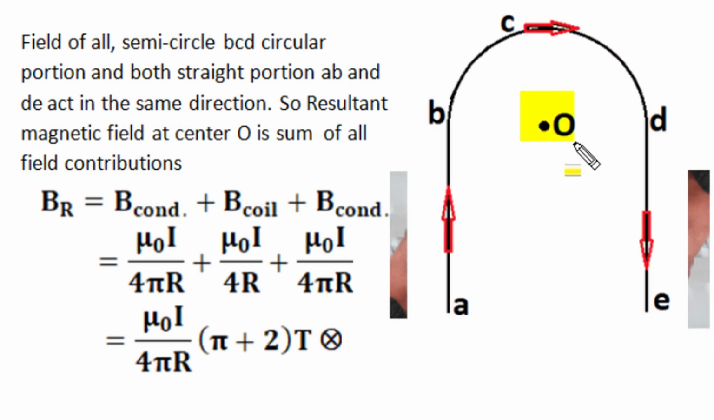So the resultant magnetic field at the center O is the magnetic field contribution of the AB conductor, which is mu 0 I upon 4 pi r for an infinite straight length carrying I current, where r is the perpendicular distance of the observation position. This BCD section produces half of mu 0 I upon 2r, that is mu 0 I upon 4r magnetic contribution, and this DE length again produces, for an infinite length with the extreme position at r distance, mu 0 I upon 4 pi r magnitude. When mu 0 I upon 4 pi r is brought common, this is pi times, and these two 1 and 1 added together become 2. So the resultant magnetic field at the center is mu 0 I upon 4 pi r multiplied by pi plus 2 Tesla, inward perpendicular to the plane.